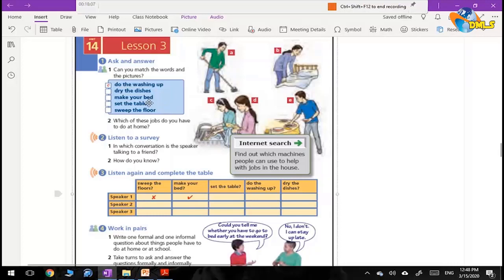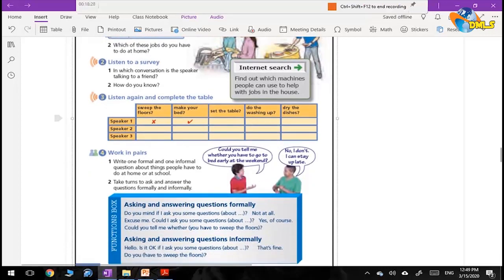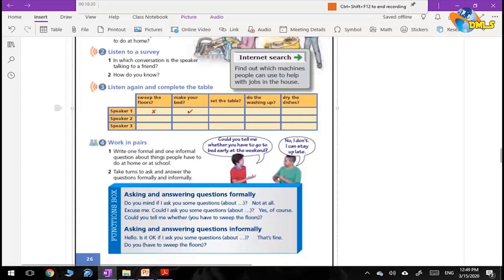Then we have make the bed. I believe it would be that friend of us. She's doing her bed or making her bed. That's a very good habit to have, by the way. Setting the table, that would be E, and A, that's sweeping the floor. Now, which of these jobs do you have to do at home? This is a question for us to do in class, of course, but we can't, so we will move on. Listen to the survey. In which conversation is the speaker talking to a friend?